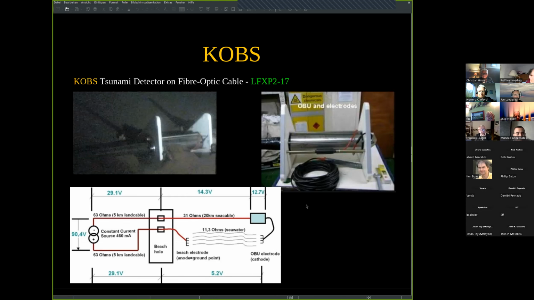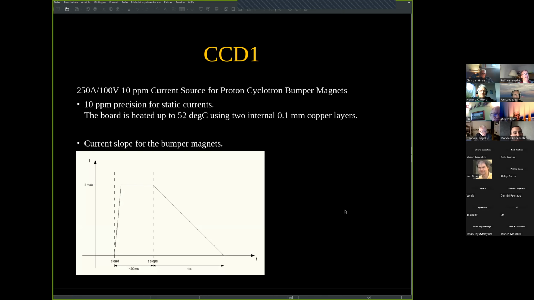So that was COPS, and again, we did it with the lattice XP2-17. The next project was also something unique, a 250 amp and 100 volt current source for proton cyclotron bumper magnets at a specified precision of 10 ppm, which is quite a challenge.